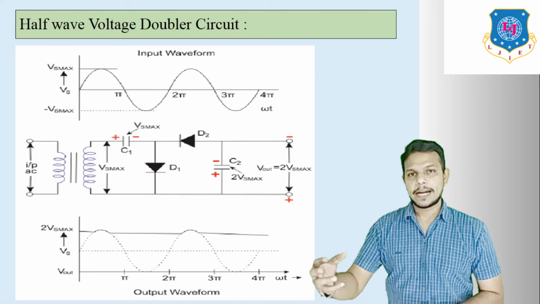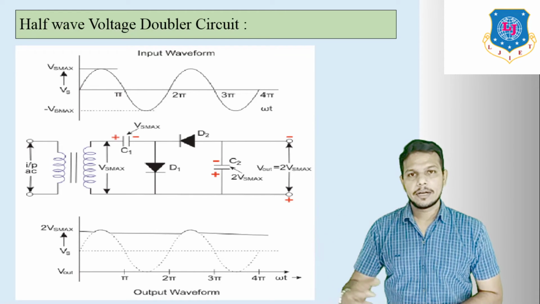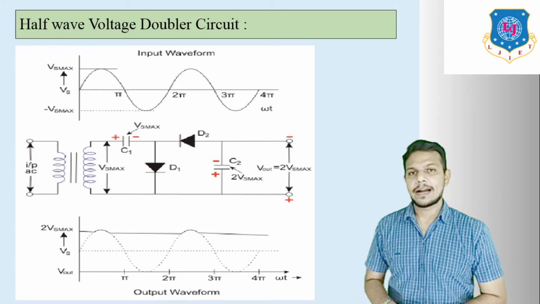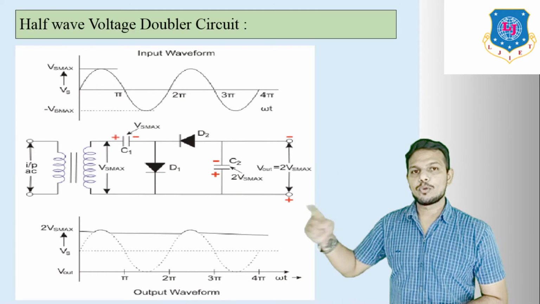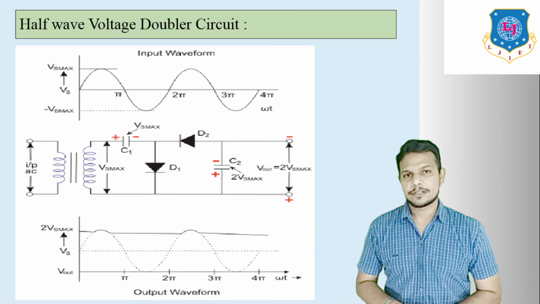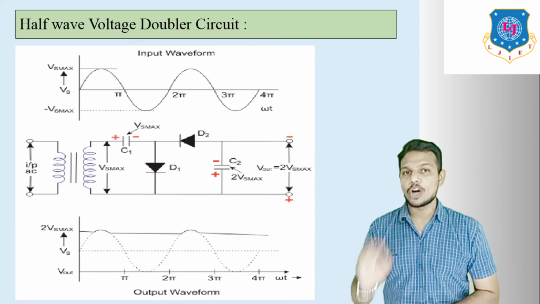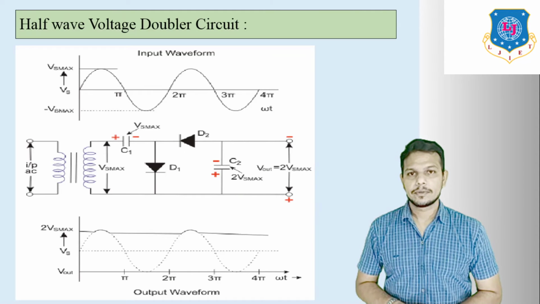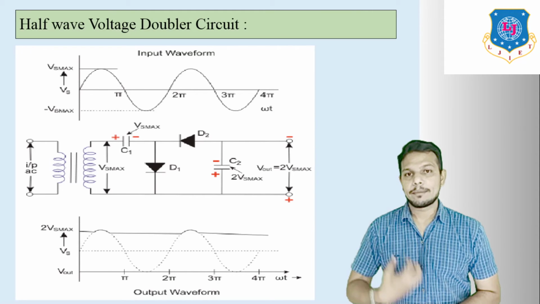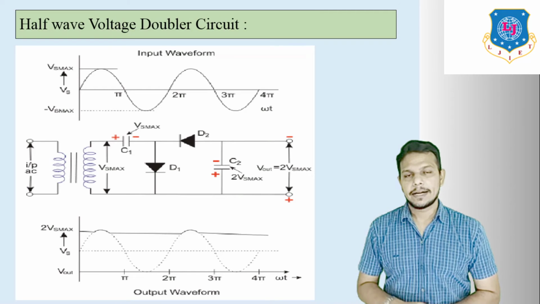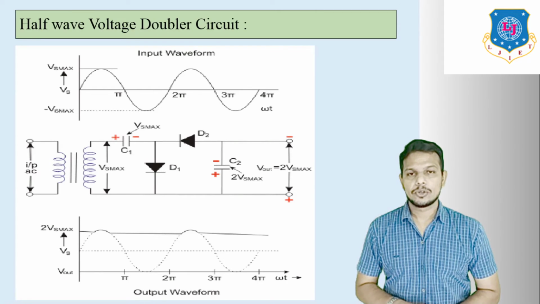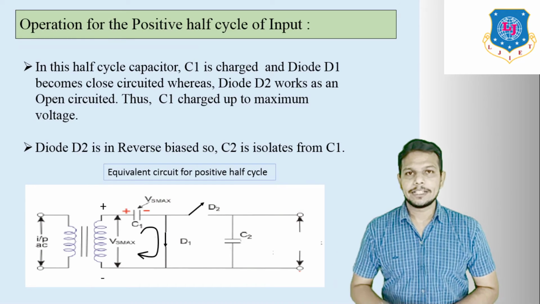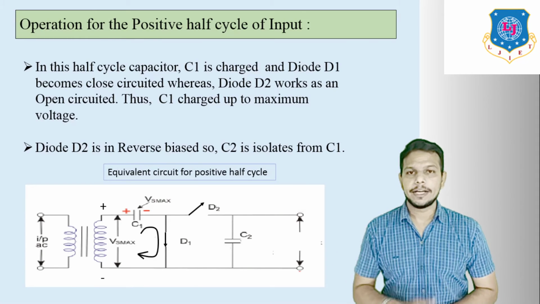We are applying the positive half cycle and the negative half cycle to this circuit, and then we will get the output voltage across this capacitor. Remember, here we are not connecting the load resistor RL. Why? I am going to discuss it at the end. So let us first discuss the operation for the positive half cycle of the input.